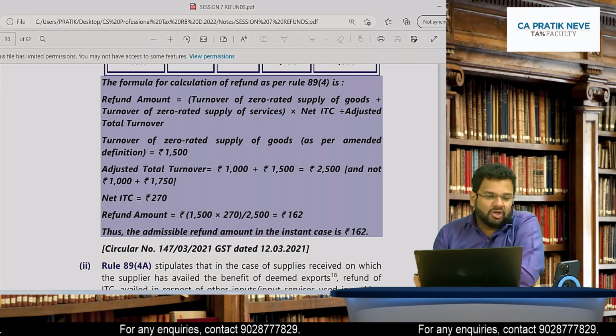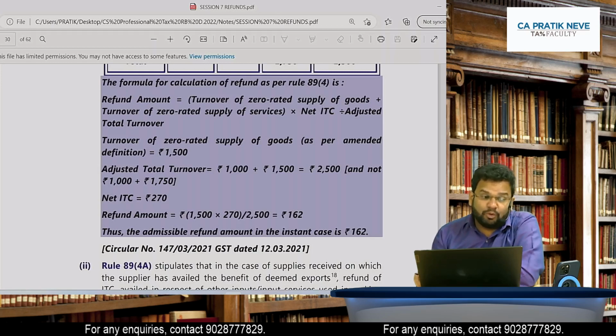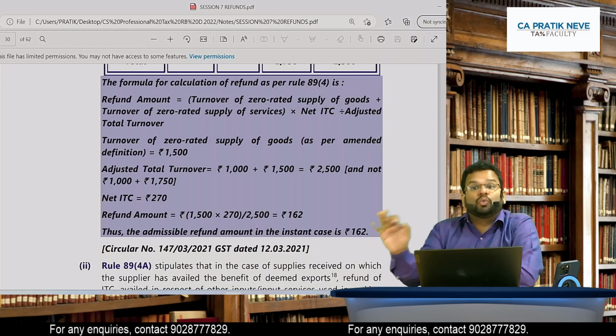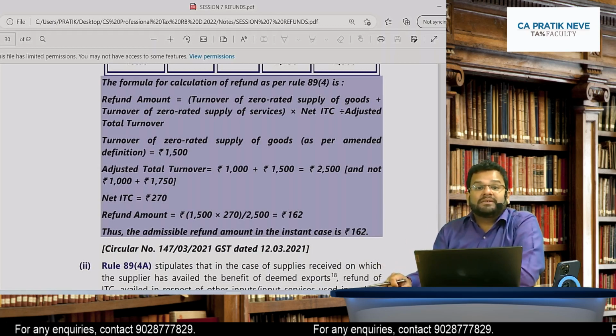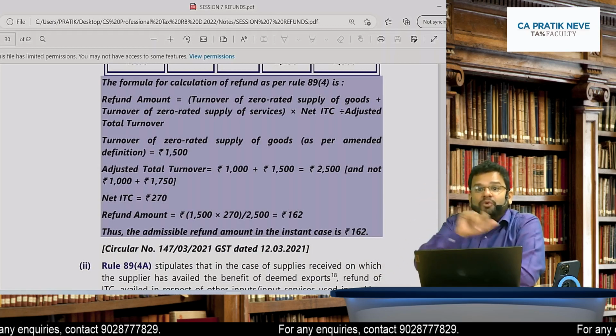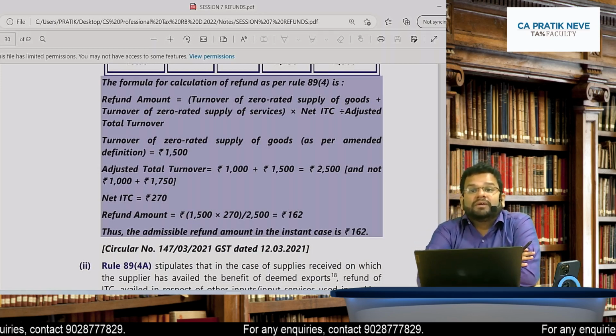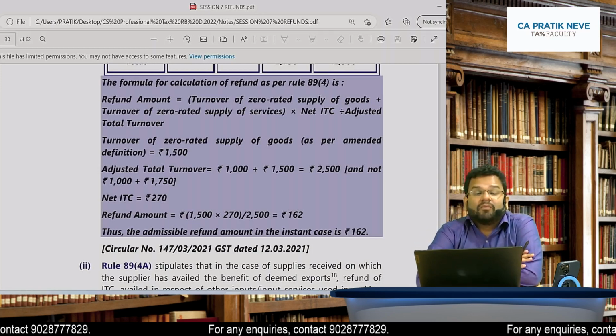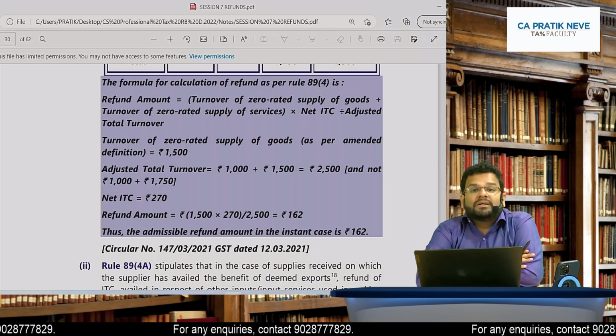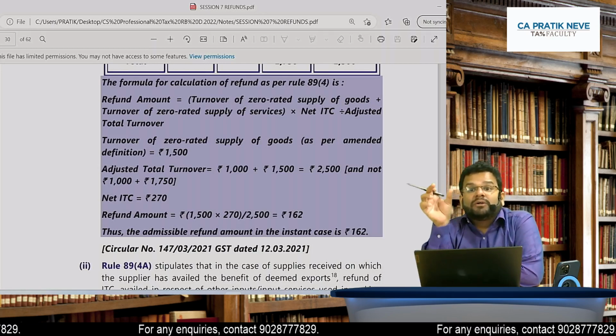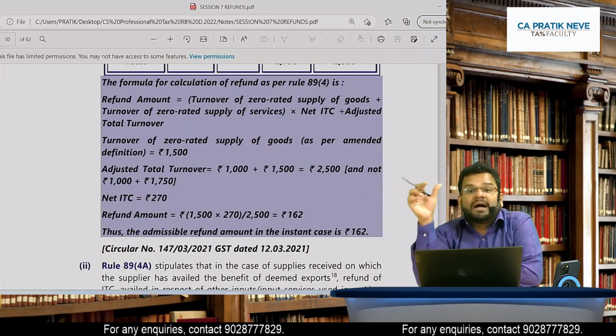Swati is asking, shouldn't we take 1750 as export value for adjusted turnover? No. Check the definition of adjusted turnover. When we are supposed to take adjusted turnover, we are supposed to take what? We are supposed to take turnover of zero rated supply of goods as computed above.